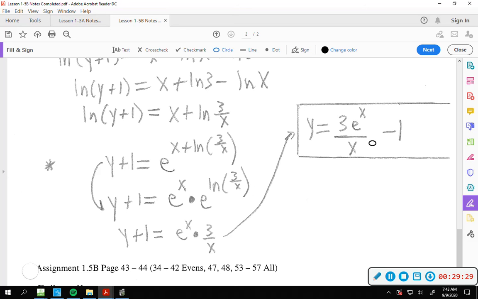So there it is. You're going to have a problem like that on the worksheet, and I explained that as well. So make sure you work hard on the worksheet, and I'll make a video of that here next.